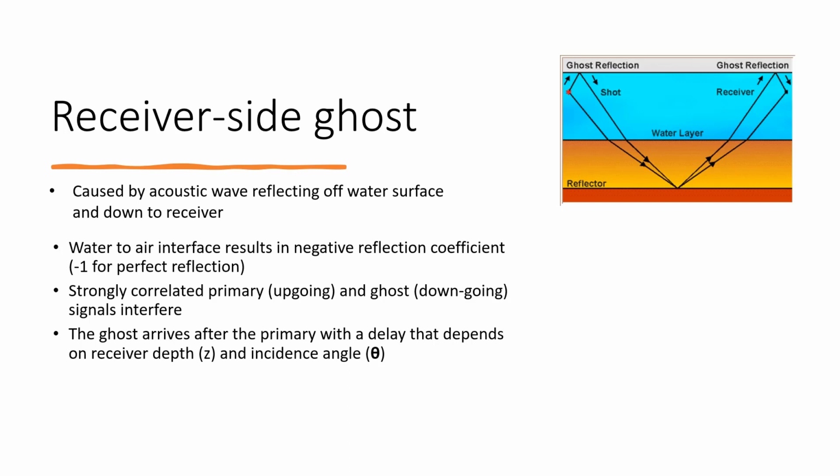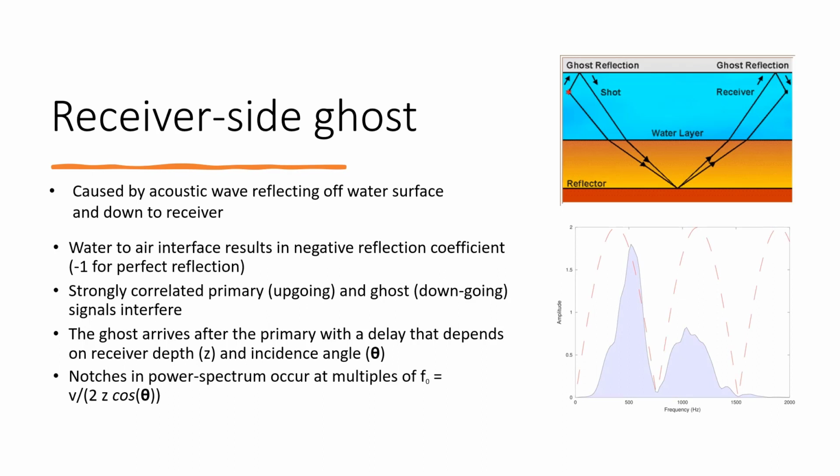And the ghost arrives after the primary with a delay that depends on the receiver depth Z and the incidence angle theta. And so you end up with these notches in the power spectrum. And the notches come at factors of F0, which is the velocity of seawater divided by 2 times the tow depth times cosine theta. Actually, a lot of times in this talk, I'll talk about slowness rather than incidence angle, where slowness is sine theta over the velocity. It's just another way of talking about the incidence angle.